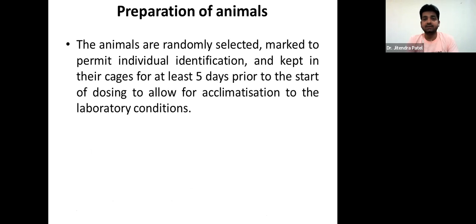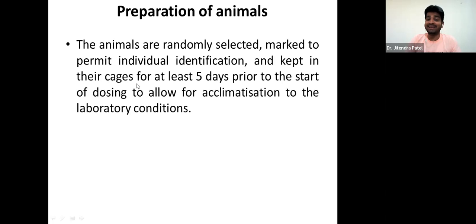Okay. Preparation of animals, right? First of all, they also need to be prepared so that their body is fit for the study or not, that we need to take care. The animals are randomly selected, right? We then have to mark them to permit individual identification: tail marking, head marking, body marking, so many marking methods are available, right?